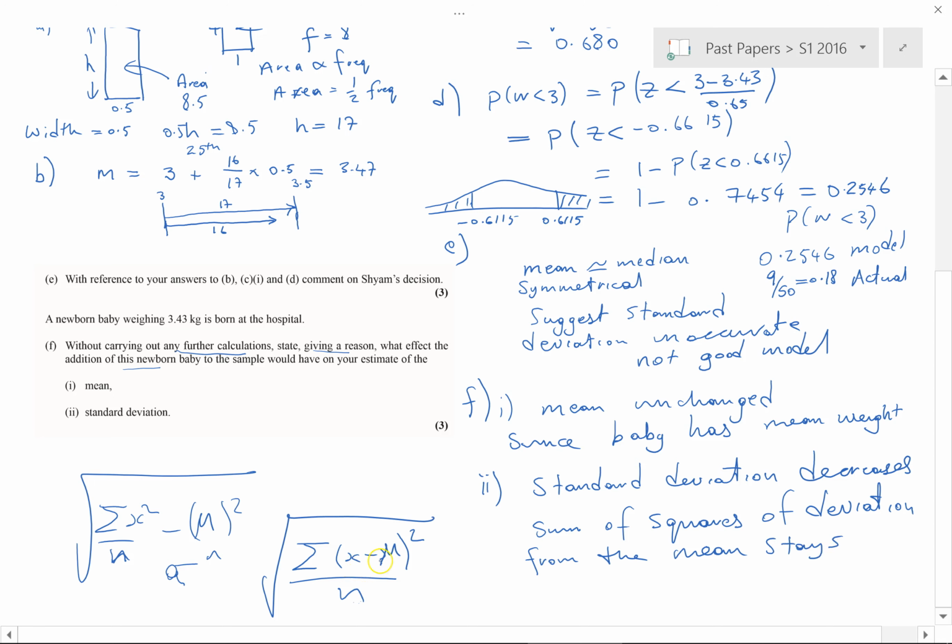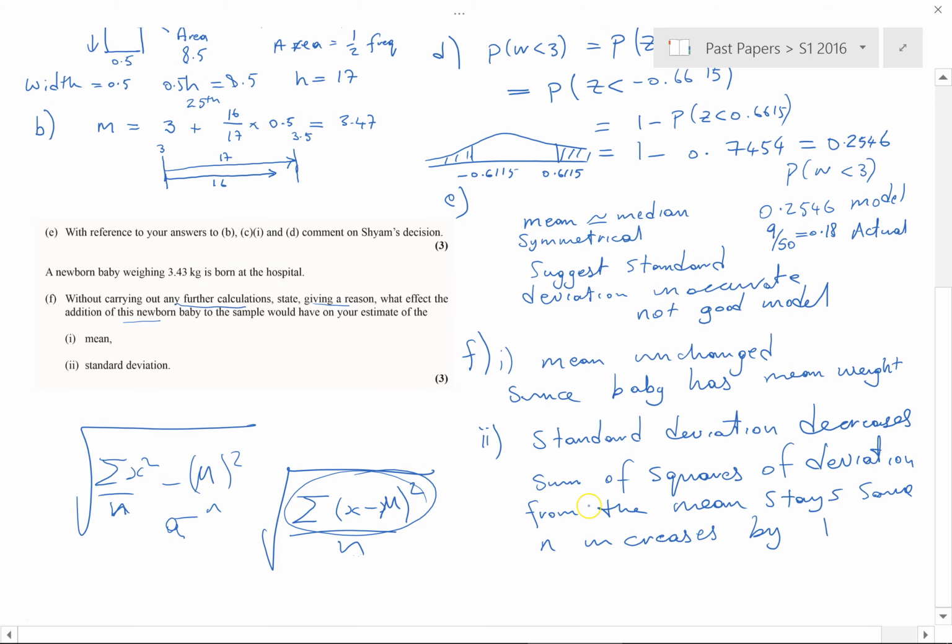If you add in that extra baby at 3.43, that one is going to add nothing to the sum of the squares of the deviations. It stays the same, but n increases by 1. And that's the answer. So something like that is fine.